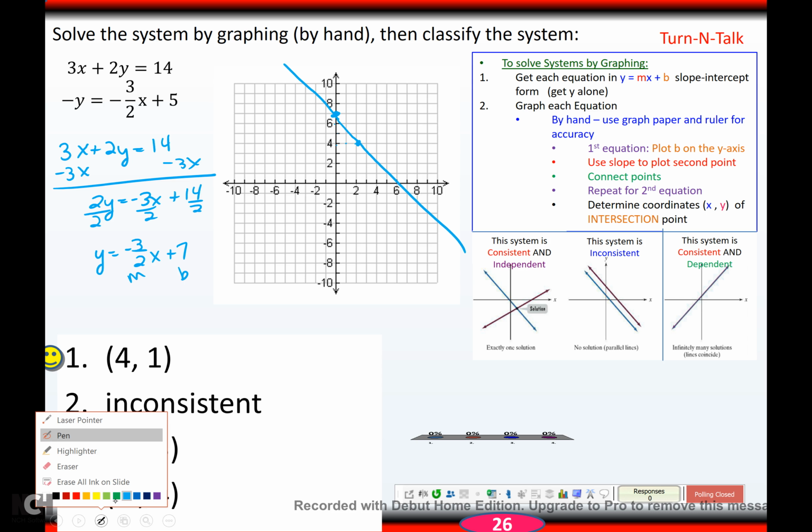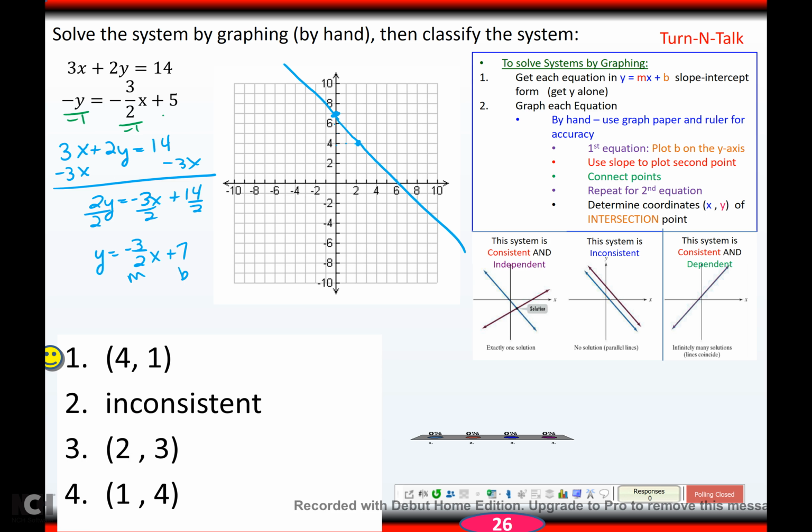My second equation, all I have to do is divide by negative 1, which will give me y equals positive 3/2 x minus 5. So there's my beautiful b. Intercept on y, not there. The slope says up 3 over 2. And there's my intersection point, which out of my possibilities, it looks like the closest one would be 4, 1. Okay?